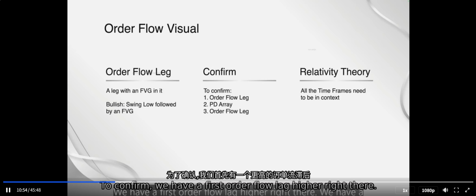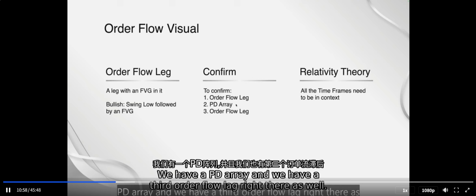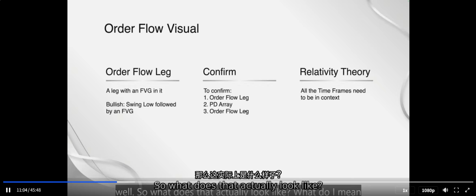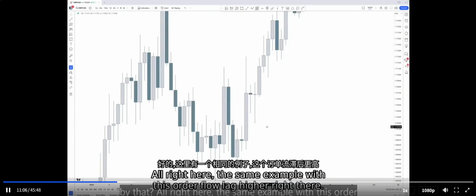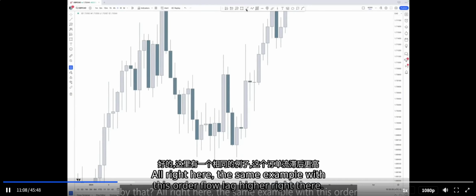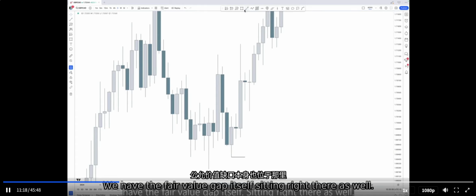To confirm, we have a first order flow leg higher right there. We have a PD array and we have a third order flow leg right there as well. So what does that actually look like? What do I mean by that? All right, here, the same example with this order flow leg higher right there. We are leaving behind PD arrays. And those PD arrays are the fair value area right there. We have the fair value gap itself sitting right there as well.